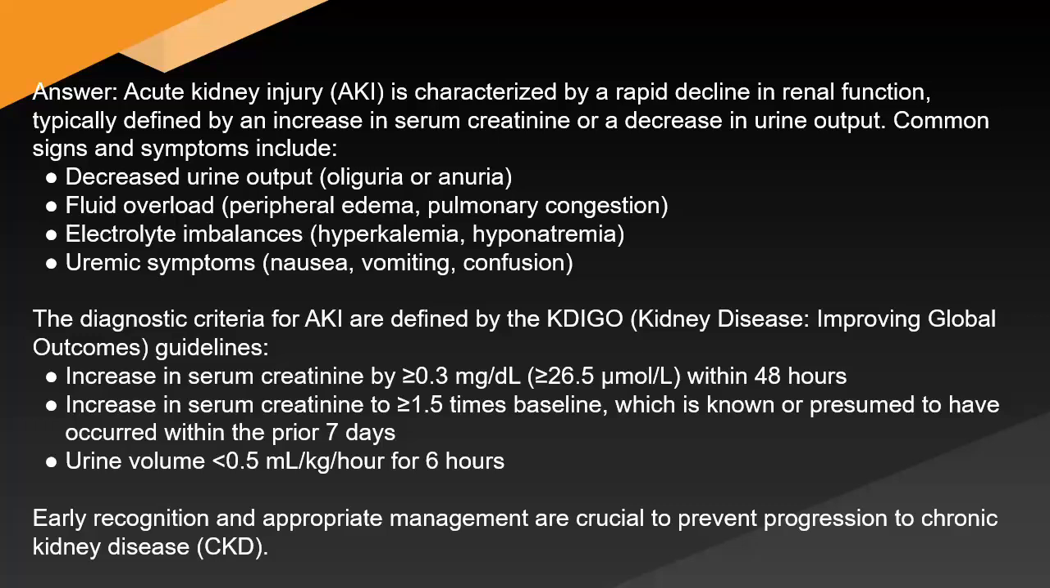decreased urine output, oliguria or anuria, fluid overload, peripheral edema, pulmonary congestion, electrolyte imbalances, hyperkalemia, hyponatremia, uremic symptoms, nausea, vomiting, confusion. The diagnostic criteria for AKI are defined by the KDIGO (Kidney Disease: Improving Global Outcomes) guidelines: increase in serum creatinine by 0.3 mg/dL (26.5 umol/L) within 48 hours, increase in serum creatinine to 1.5 times baseline, which is known or presumed to have occurred within the prior 7 days, or urine volume less than 0.5 mL/kg for 6 hours. Early recognition and appropriate management are crucial to prevent progression to chronic kidney disease.